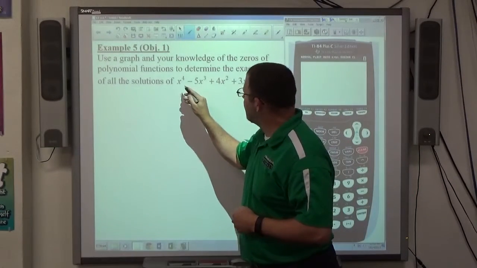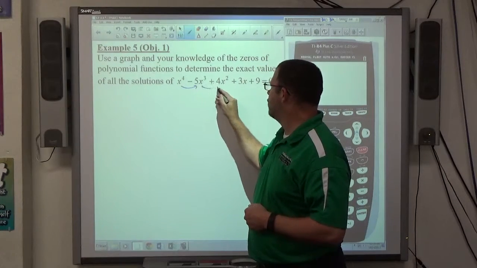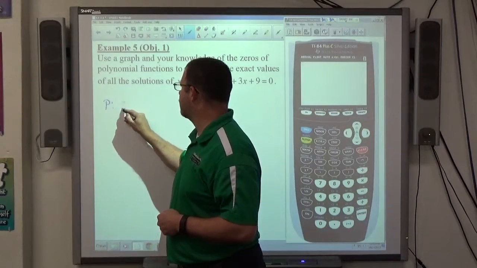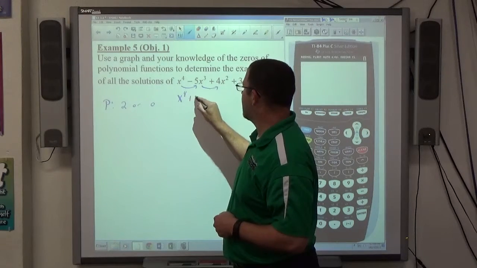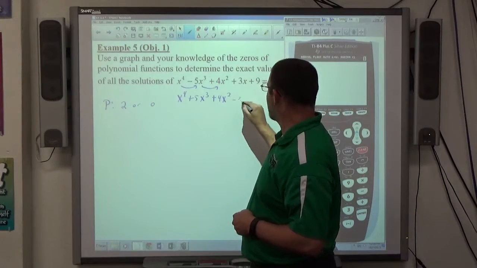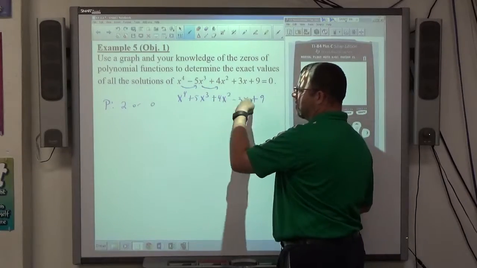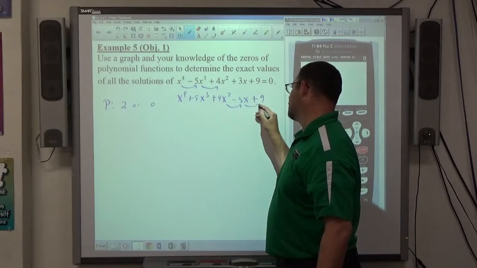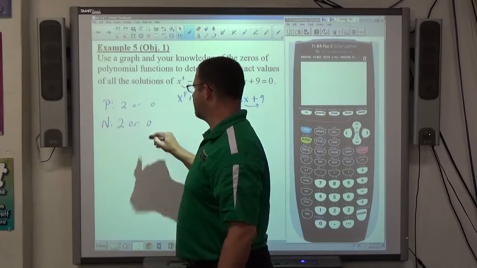This one's equal to 0, so we're basically just solving the equation. If we look at this as being f of x, we have one sign change, two sign changes, and that's it. So for positive solutions, there's either 2 or 0. And then if I do f of negative x, that's x to the fourth plus 5x cubed, sign changes, plus 4x squared, sign doesn't change, minus 3x, sign changes, plus 9 doesn't change. So even powers stay the same, odd powers change sign. There's two sign changes, so for negative, there are 2 or 0 negatives also.